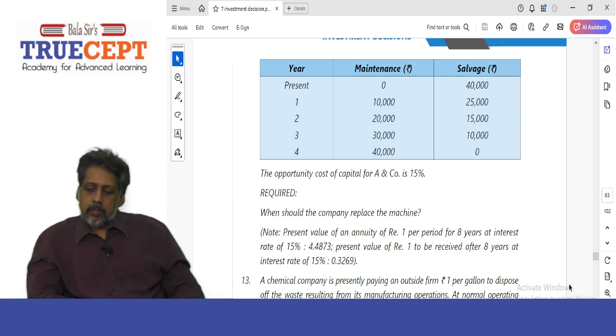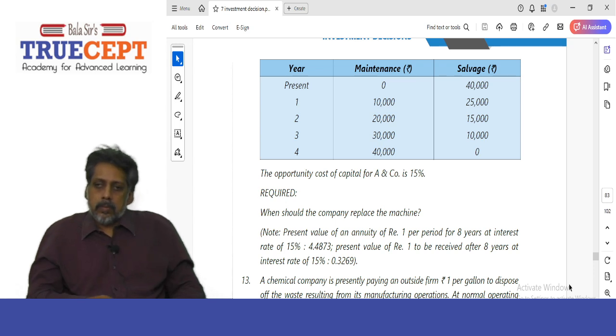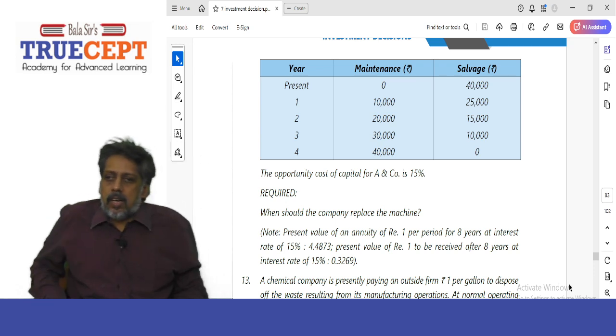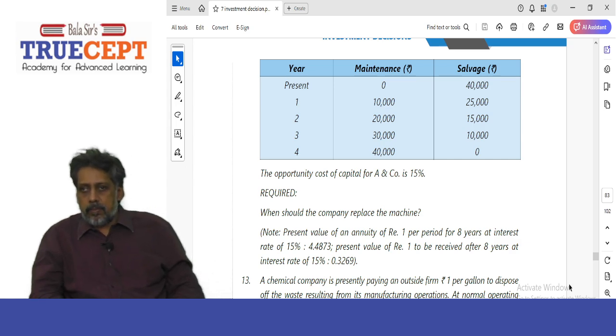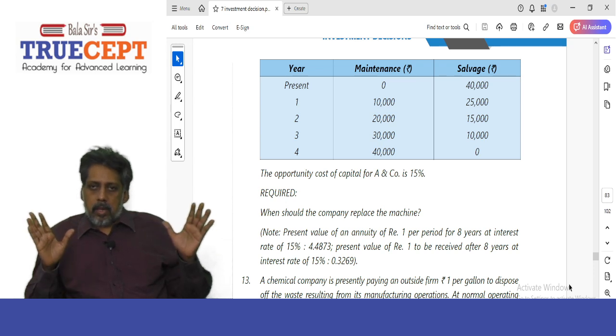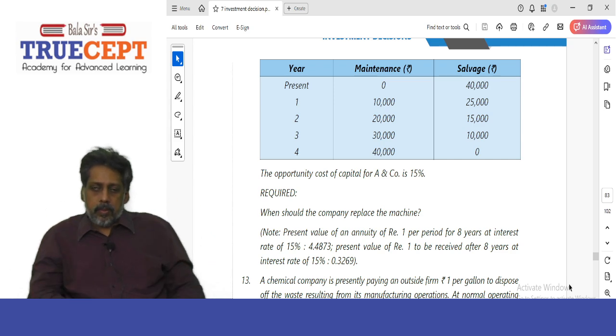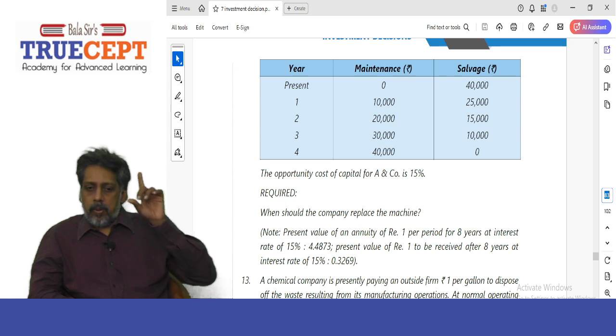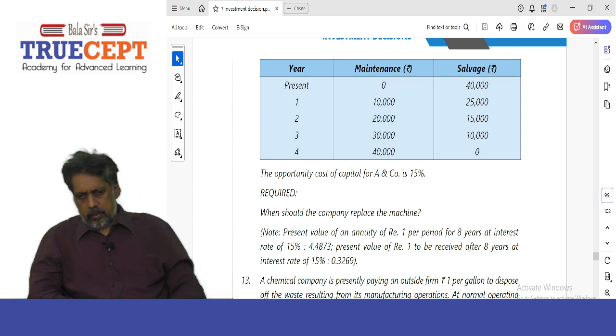So the opportunity cost of capital for A and company is 15%. Required: when should the company replace the machine? Now just see the solution. The present value annuity factor for 8 years at 15% is 4.4873, and the present value factor for the 8th year is 0.3269. Okay, so please understand this.